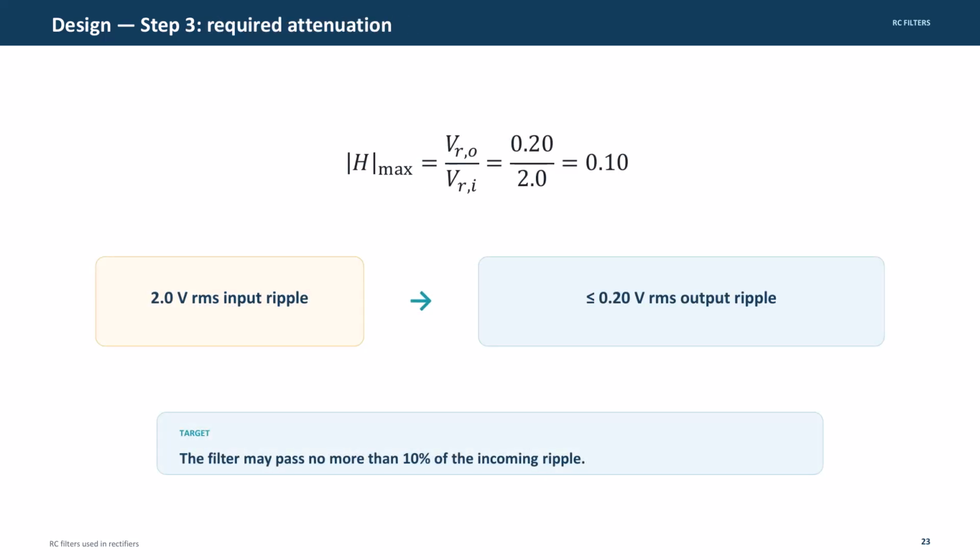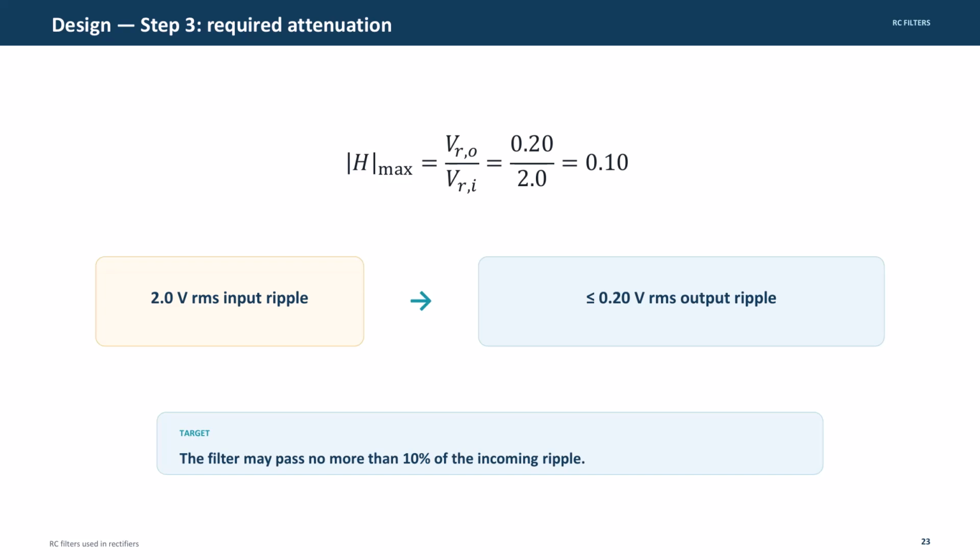The allowed transfer magnitude is the output ripple limit divided by the input ripple. Dividing 0.20 volt RMS by 2.0 volts RMS gives 0.10. Therefore, the filter may pass no more than 10% of the incoming ripple. This value is the maximum acceptable magnitude of H.